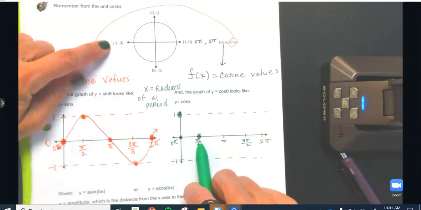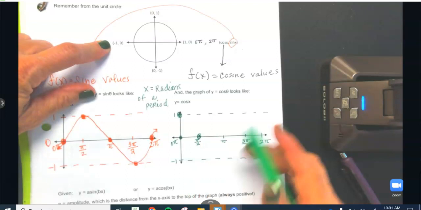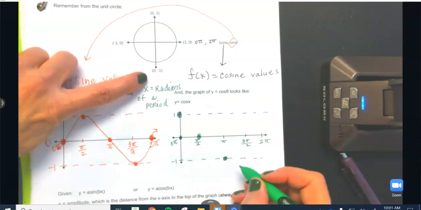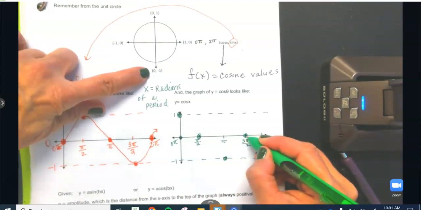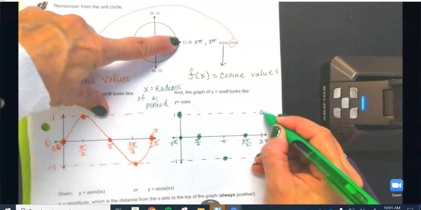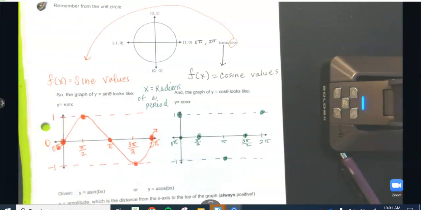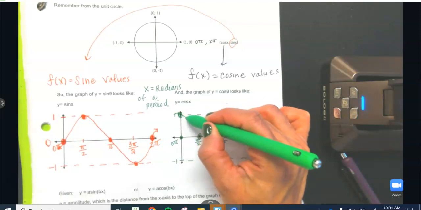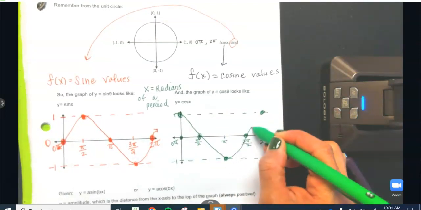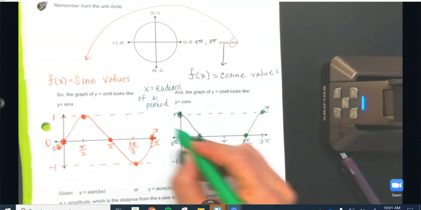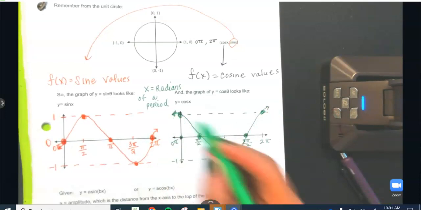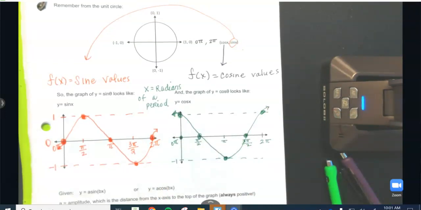And then remember, on the left side is where it's its lowest. Then it goes back to 0, and then it goes back to where it started. So that's how we get our little cosine curve. And again, kind of draw those tails because it does repeat. It's a wave.